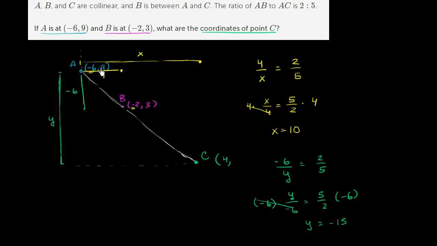So here, if our y value is 9, and we subtract 15 from that, where does that put us? Well, 9 minus 15 is going to put us at negative 6. I almost made a careless mistake. 9 minus 15 is negative 6. I was wondering, this seems very low to be at point 6. So (4, -6) are the coordinates of point C.